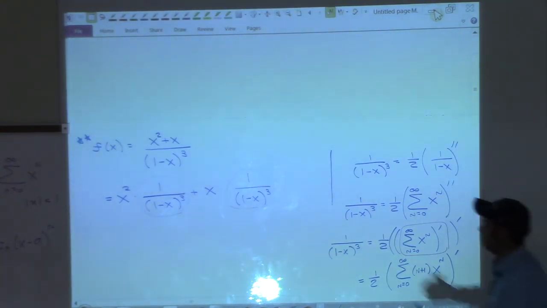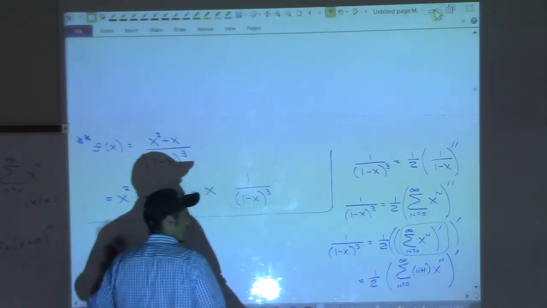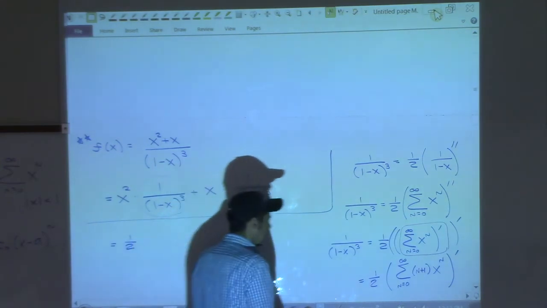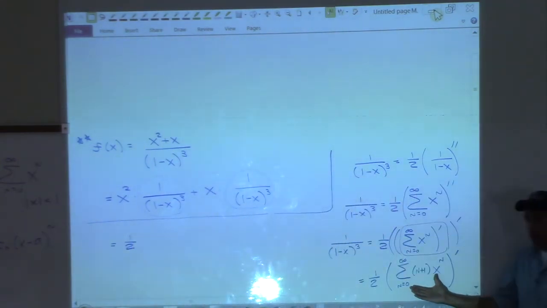And I'm running out of room. So that should be equal to 1/2. Okay, let's take the derivative of this power series right here. So this n plus 1 is our c sub n, so it doesn't get touched. But I do power rule on this, don't I? So what happens? N comes out, and we subtract 1, and the index goes to 1.